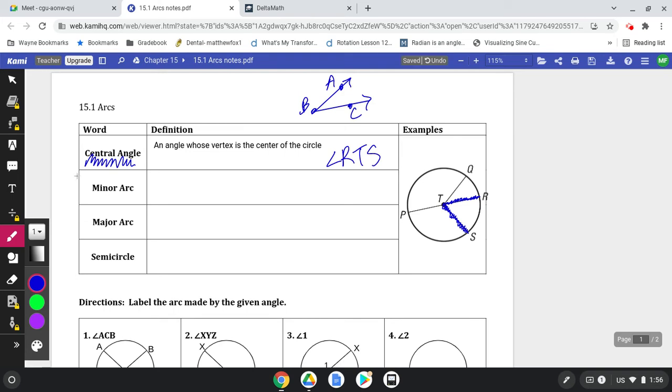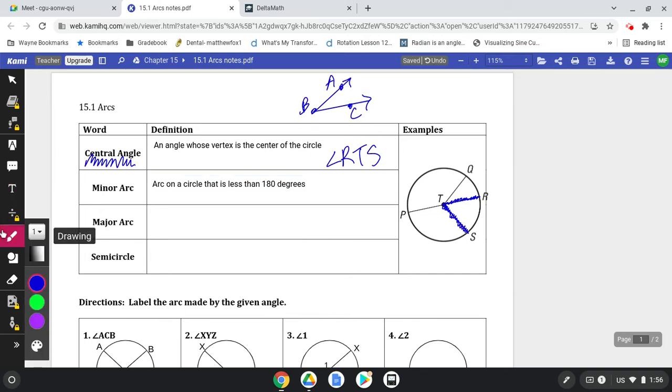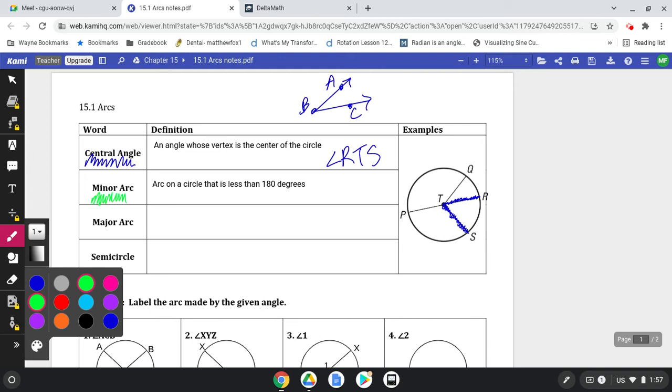Okay, so next, a minor arc. The minor arc is an arc on a circle that is less than 180 degrees. So let's go ahead and find one. I'll switch to green here. There are lots of different minor arcs I could have, but I will choose from Q to P.